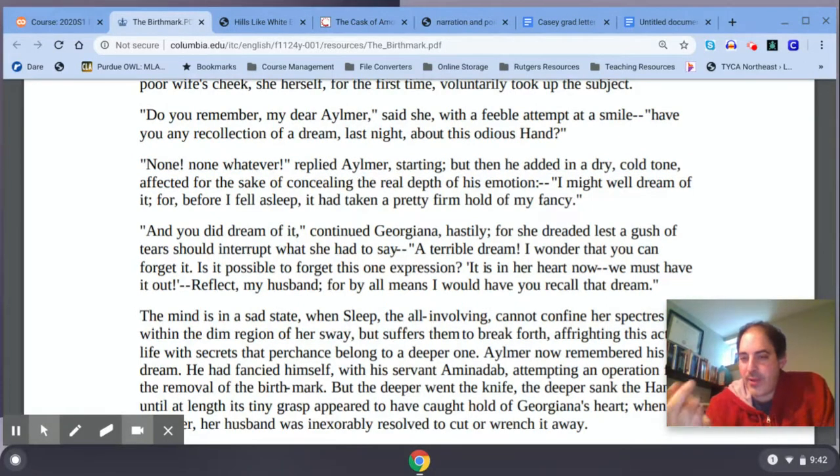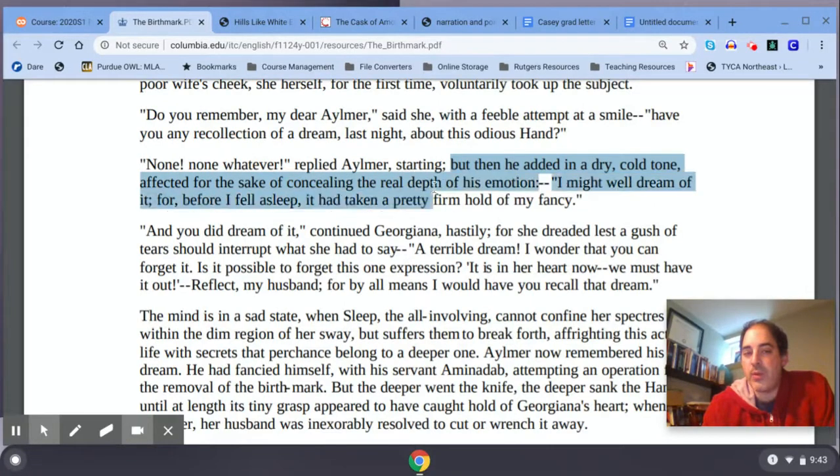But then the narrator gives us more information. And what does the narrator tell us about what Aylmer's thinking, or what Aylmer is motivated by, or the thought behind his words? Replied Aylmer, starting, but then he added in a dry, cold tone. Sorry, let me highlight this. Then he added in a dry, cold tone, affected for the sake of concealing the real depth of his emotion.